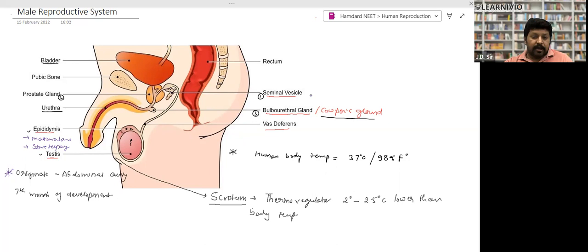The seminal vesicle releases a fluid called seminal fluid, which adds fluid to the sperm. And then this reaches here where the prostate gland produces prostate secretion, and again they provide motility and nutrition to the sperm. And there is the bulbourethral gland, also called Cowper's gland. It produces some basic fluid, right? And thus sperm is finally released with the help of the urethra. So this is the male reproductive system. Whatever is written on the screen is very important for you. The functions of the seminal vesicle, bulbourethral gland, and prostate gland we will discuss again in the next class, right?